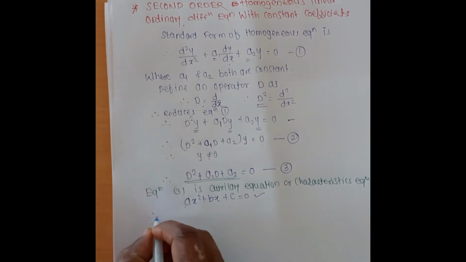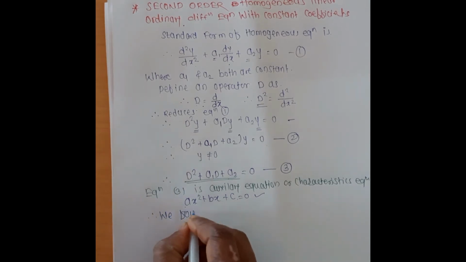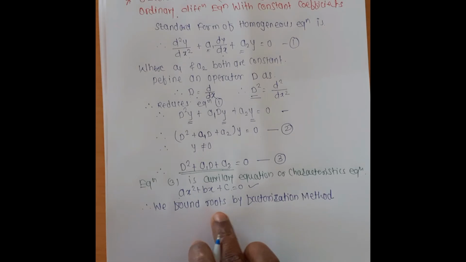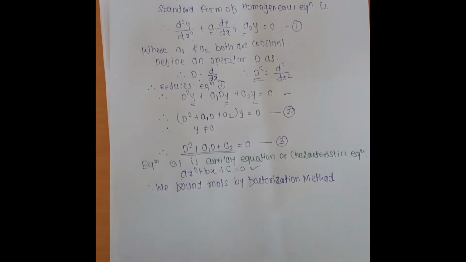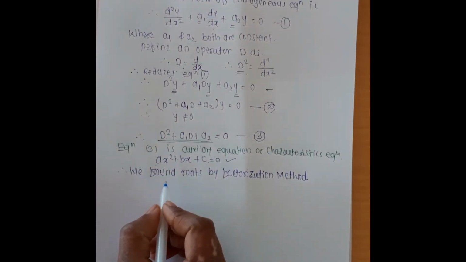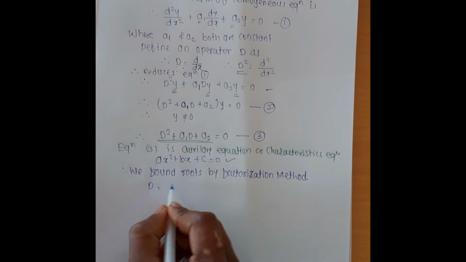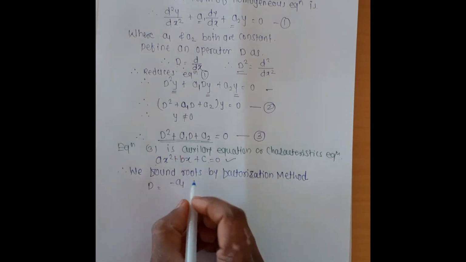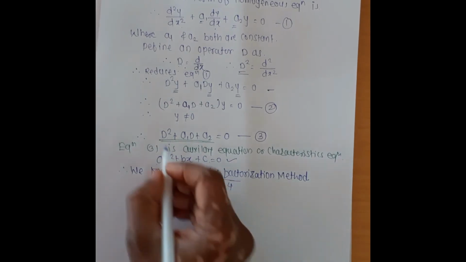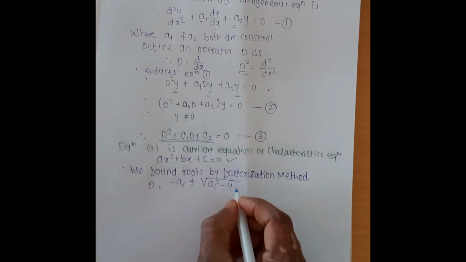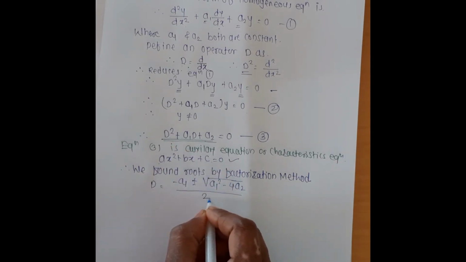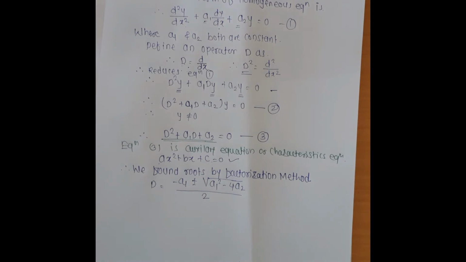Now we found the roots by the factorization method. So how do we find the roots of the given equation? It will be like this. Therefore d is equals to minus a1, because the value of b is a1, plus or minus root of b square, meaning a1 square, minus 4 times a, which is 1, times c, which is a2, upon 2a, where a is also 1, so 2. So we find the roots of that equation.